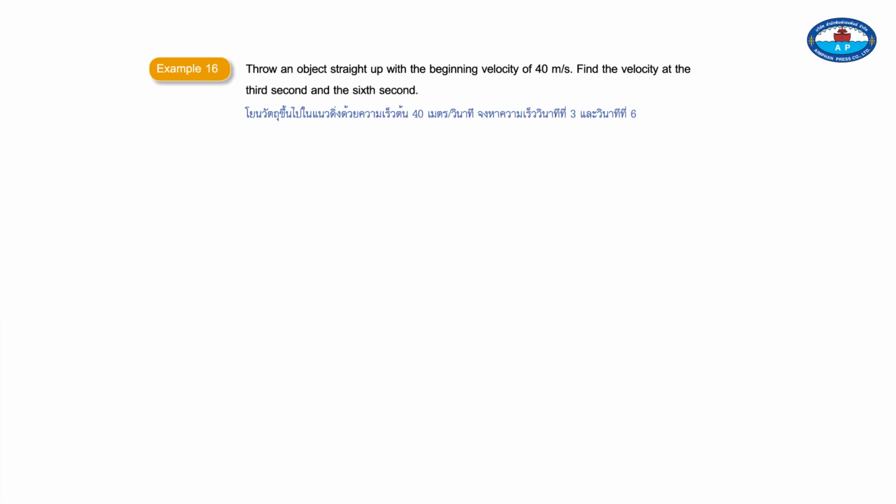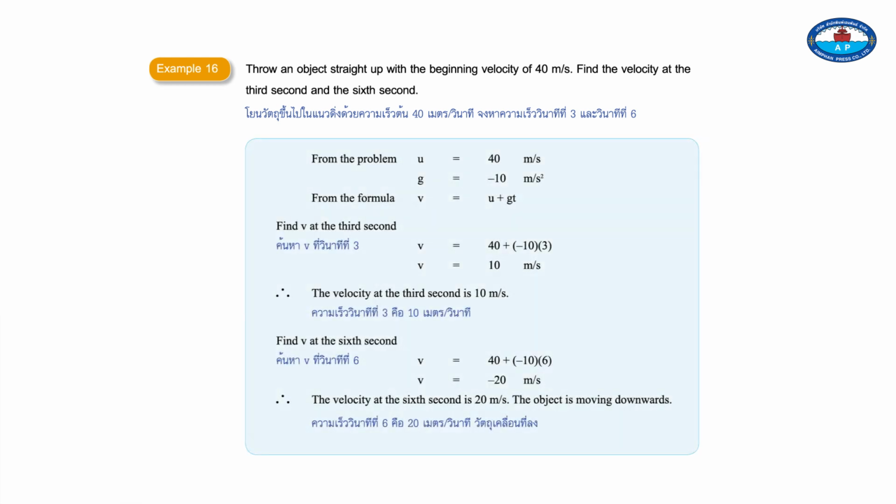Example 16. Throw an object straight up with the initial velocity of 40 meters per second. Find the velocity at the 3rd second and the 6th second. The velocity at the 3rd second is 10 meters per second. The velocity at the 6th second is 20 meters per second. The object is moving downwards.